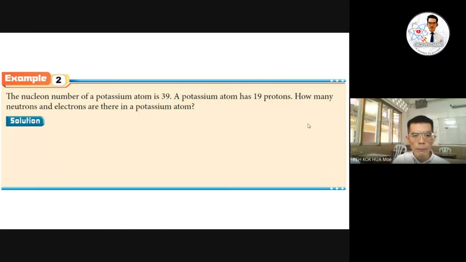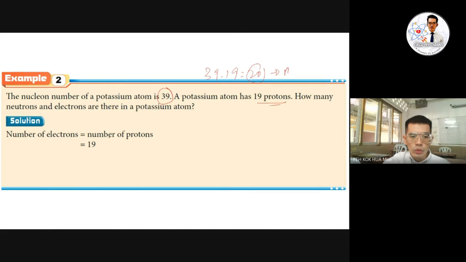Okay, second, the neutron number of potassium is 39, and potassium has a proton number of 19. How many neutrons and electrons are there in the potassium atom? We need to find the neutrons, so we use 39 minus 19, and we get 20. So 20 is the number of neutrons, and the number of electrons will be the same as the protons, which is 19. The number of neutrons is the neutron number minus the proton number, so we get 20.